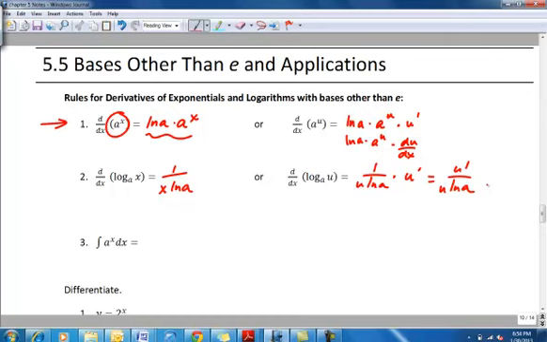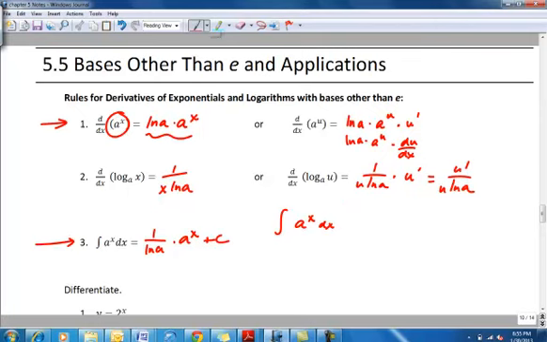Okay, and then finally number 3. This is where we integrate an exponential that doesn't have a base of e. So this is equal to 1 over ln of a times a to the x, and then of course plus c. I'll prove this one to you as well. It's a little bit simpler. The integral of a to the x dx. This should fit the pattern for exponentials, and if you think about it, the integral of ln of a times a to the x would just be a to the x.